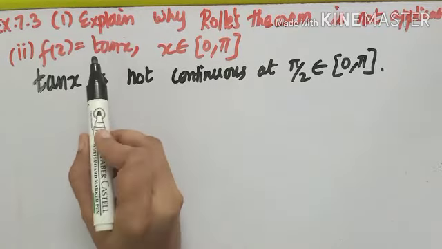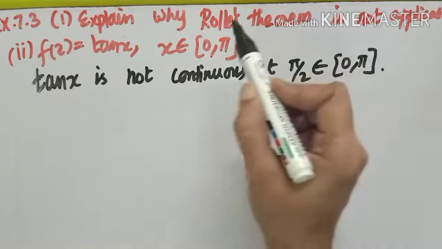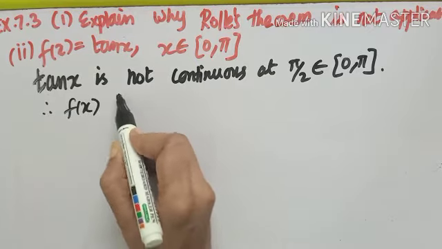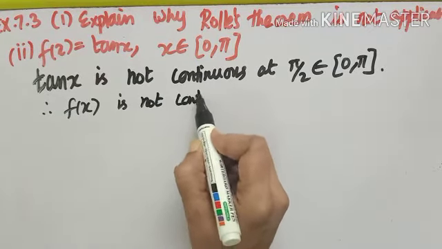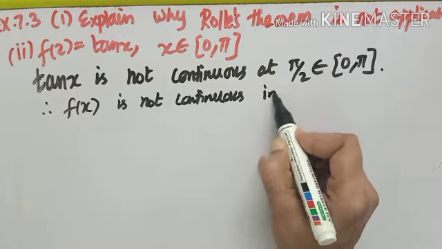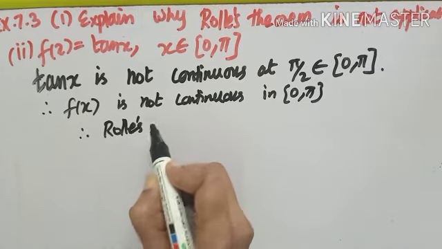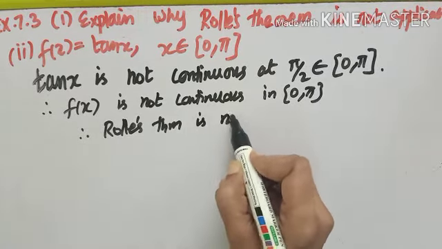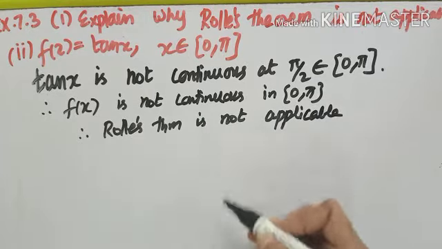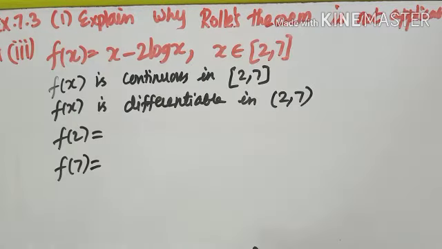Whenever we say tan x, we know it is not continuous at pi by 2. Pi by 2 is inside this interval. Therefore, we will say f of x is not continuous in 0, pi, and therefore Rolle's theorem is not applicable. So remember, continuity itself fails. We need not proceed further. We can immediately say Rolle's theorem is not applicable.